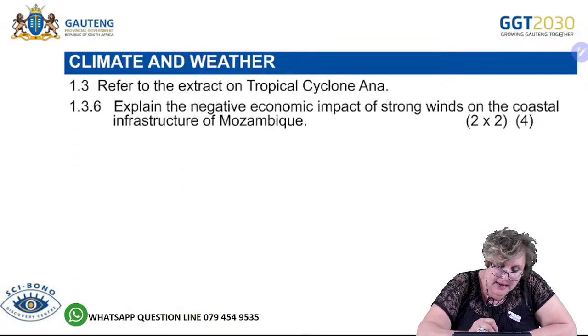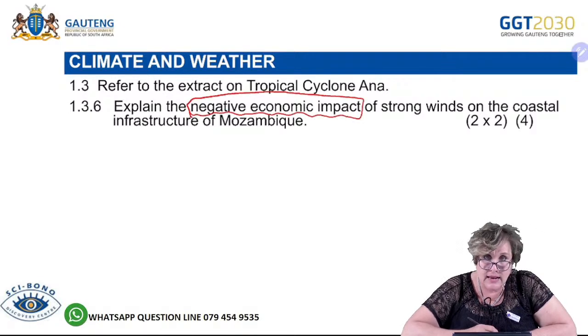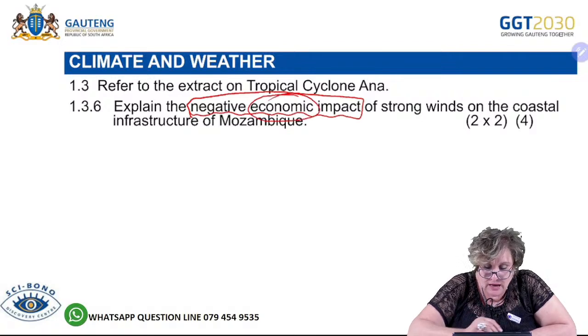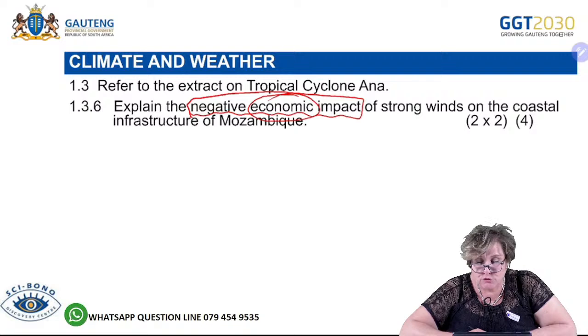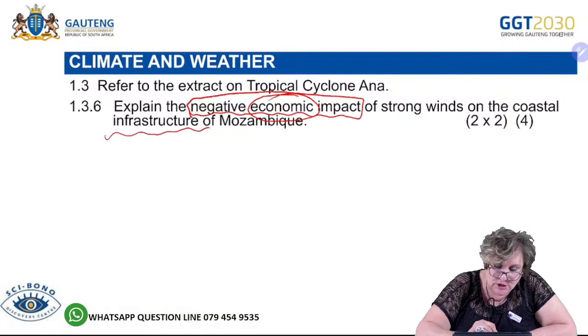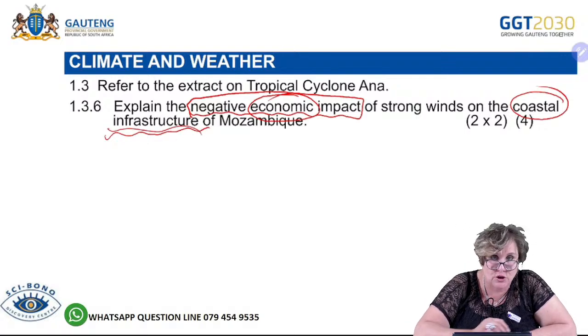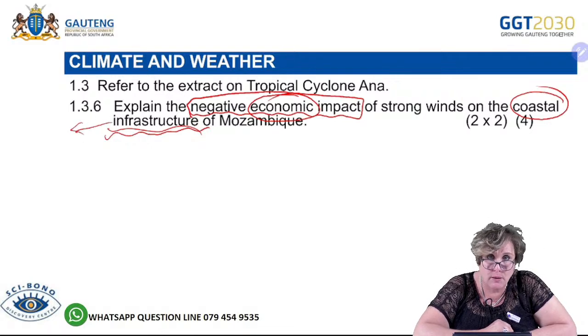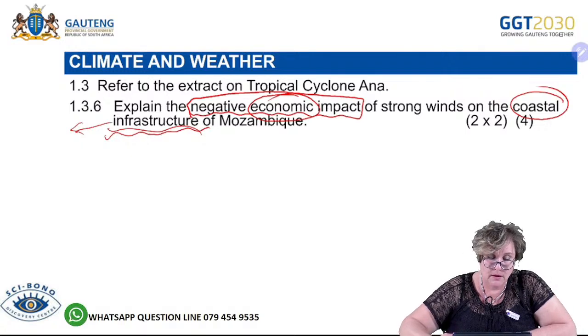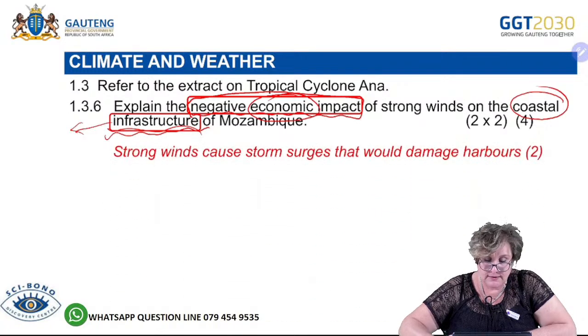136. Explain the negative economic impact. Negative, we only focus on economic. Impact of strong winds on the infrastructure, the coastal infrastructure of Mozambique. So you only have to write any negative economic impact that this can have on the infrastructure on the coast of Mozambique. What is infrastructure again? Roads, railway lines, pipelines, etc.